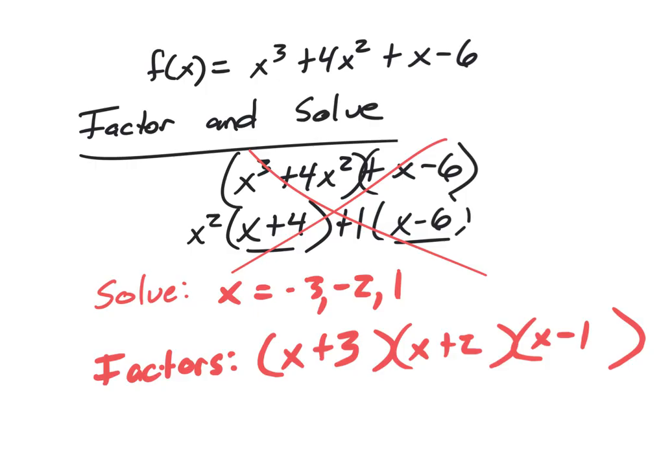So they're written a little bit differently. Factors are always written with parentheses. Zeros are always written as x equals whatever the number is going to be.